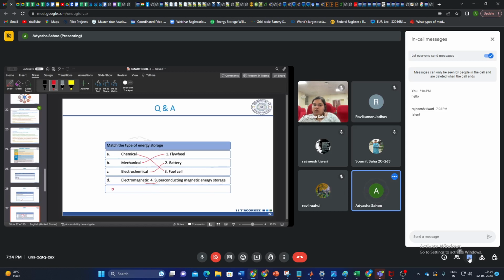So this is the answer. A is with 3, B is with 1, C is with 2, and D is with 4. So can anyone tell something more about these fuel cells? Any kind of recent technology that you have heard?